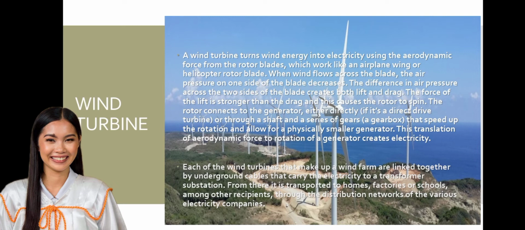Each of the turbines that make up a wind farm are linked together by underground cables that carry the electricity to a transformer substation. From there, it is transported to homes, factories, or schools, among other recipients, through the electricity distribution network.